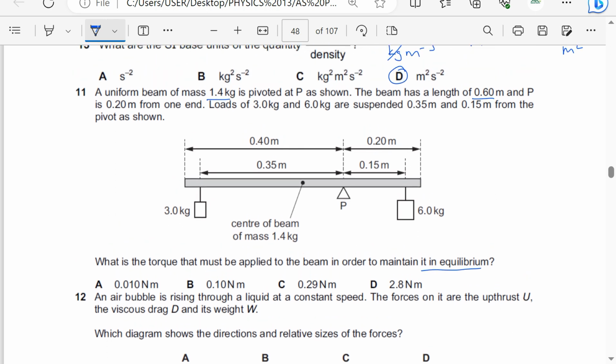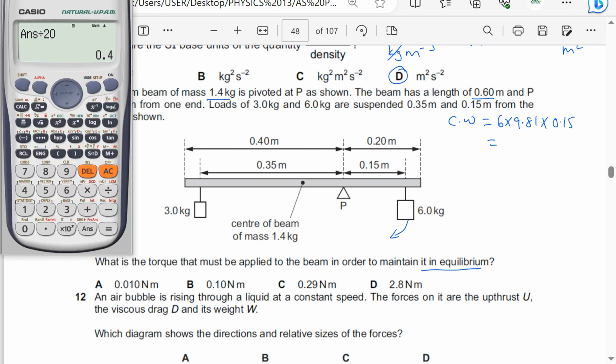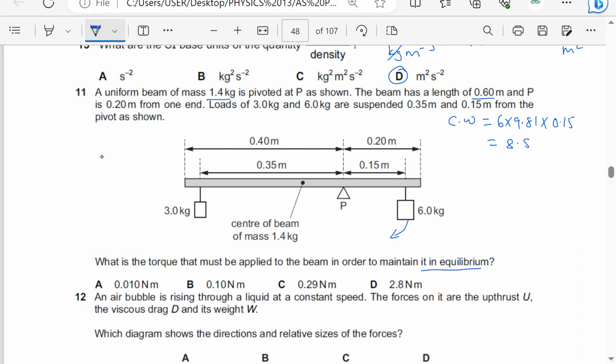Let's begin with the clockwise moments. We have the 6 kilograms causing clockwise. So it is mass times g, 9.81, times the perpendicular distance, which is 0.15. That is clockwise. So this is going to be equal to 6 times 9.81 times 0.15. So this is 8.829 Newton meters. That is clockwise. There is no other clockwise moment here.